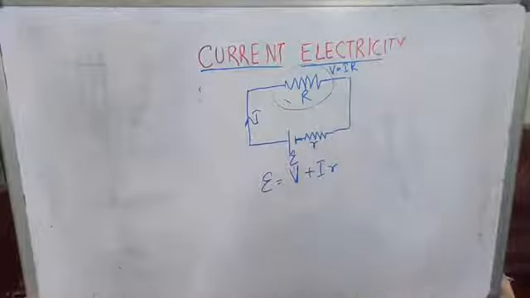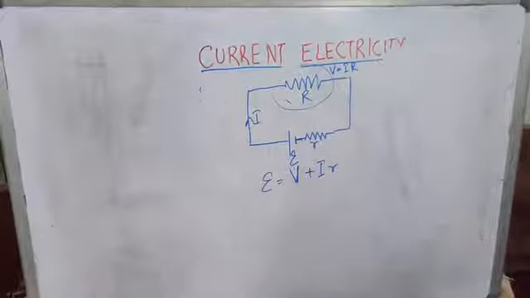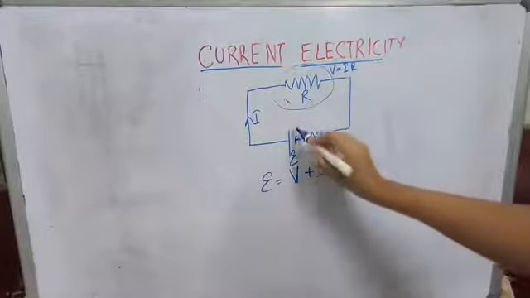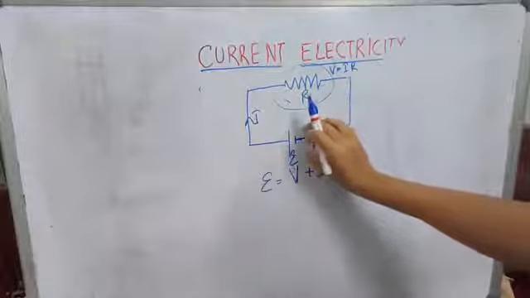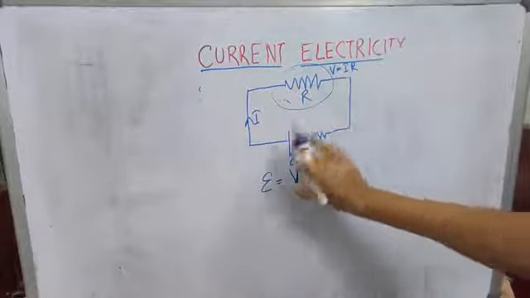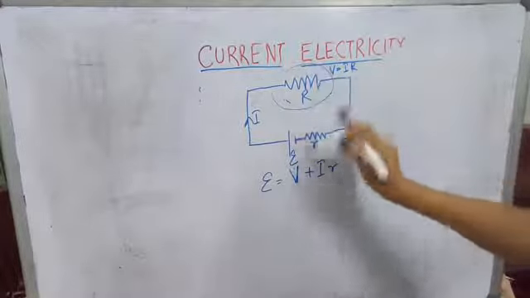In the higher classes, you will come across an experiment where we'll measure the EMF of a cell. That we'll discuss later on. As of now, EMF is equal to V plus IR. So when the battery is operating, a part of the energy is used up to overcome the internal resistance. The remaining part, that is the V part, is used for the external circuit.